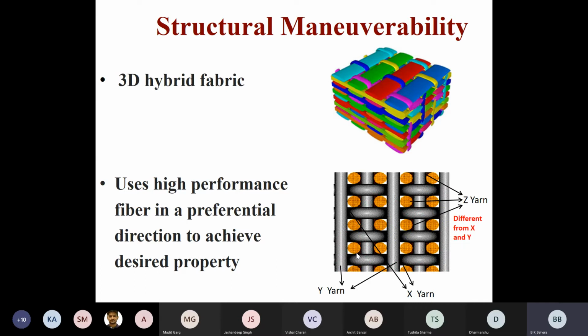So the idea is, since we have three distinct directions, the role of each yarn is different. It is possible to choose the yarn depending on our requirement in each independent direction. In the end use, you have to see in which direction you want to use the property of the yarn. Try to give high quality or expensive or high performance yarn only in that direction. That is what is called structural maneuverability.